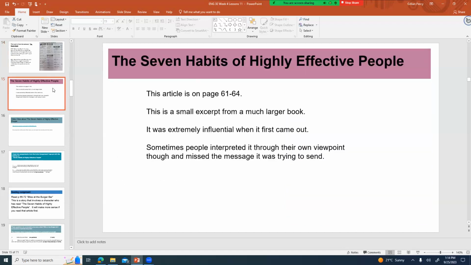Okay. The 7 Habits of Highly Effective People. This is like a super, super famous book. And they've included like a tiny little 3 or 4 page article from the book. But this is a tiny part of a much larger book. It was very influential when it first came out. Like everybody was reading it, everybody was talking about it. People were trying to implement it all over the place. However, sometimes people had their own idea of what they thought it meant, especially based on the title. And so sometimes they missed the message that it was trying to send.